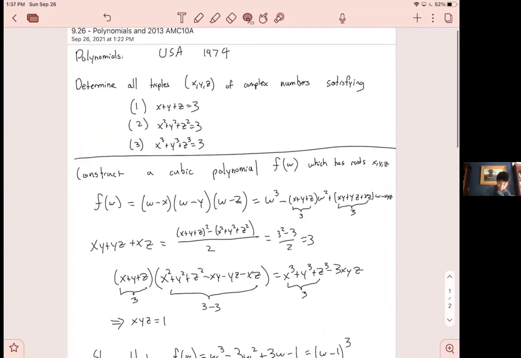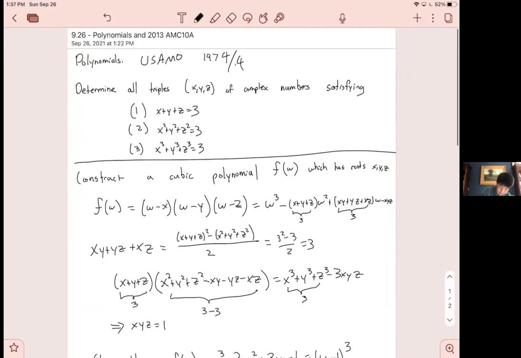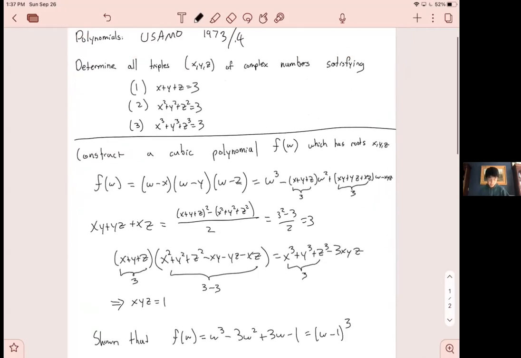So there's a reason why I wrote USA up here. It's actually USAMO 1974 number 4. Or 1973, oops, my bad. But it's really early. It's a nice problem.